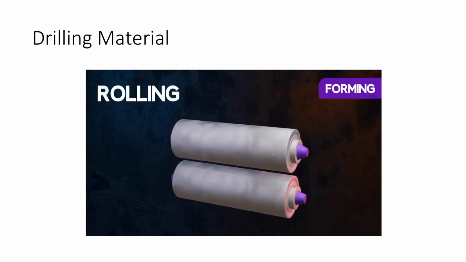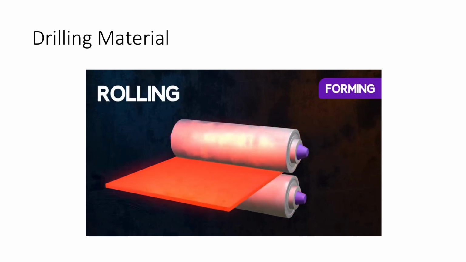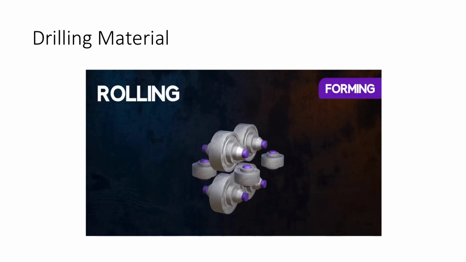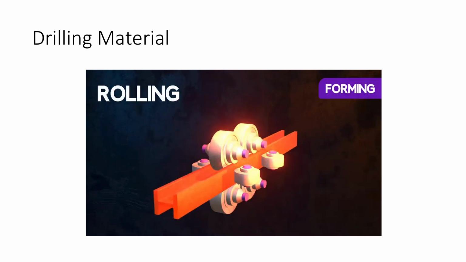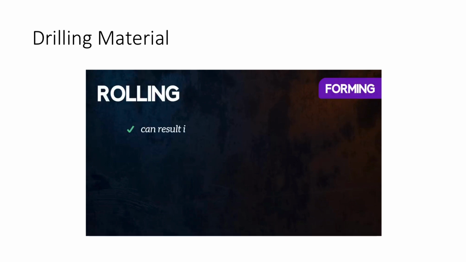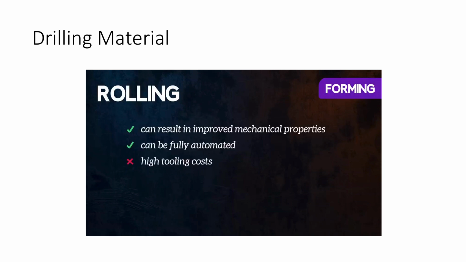Rolling is probably the most commonly used forming process. It involves passing metal between 2 or more rollers, which apply pressure and reduce thickness. More complex products like I-beams can also be manufactured by rolling. Rolling can result in improved mechanical properties and can be automated, which makes it good for large-scale production, but tooling costs tend to be high and it can't be used to produce very complex shapes.